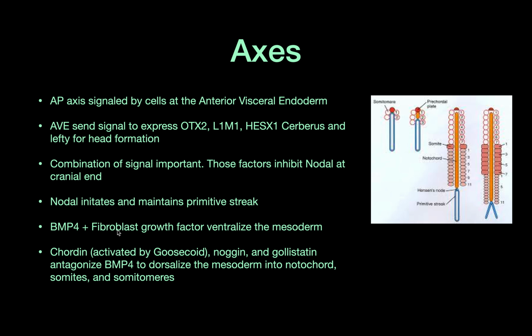BMP4 and the fibroblast growth factors will ventralize the mesoderm, while chordin, which is also activated by goosecoid, noggin, and follistatin, will antagonize BMP4 to dorsalize the mesoderm into the notochord, the somites, and the somitomeres. So here are the somites, here's the notochord, here's the prechordal plate, somitomere.